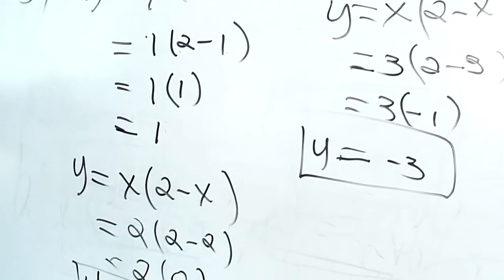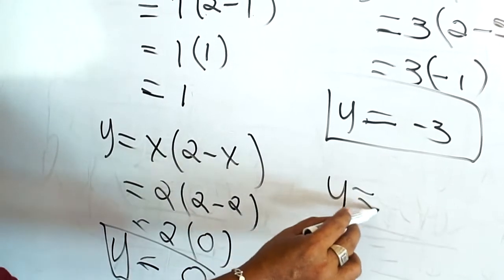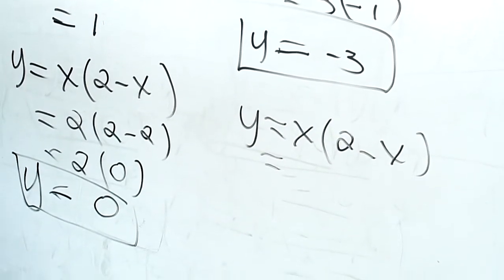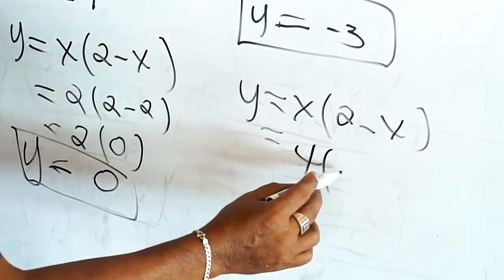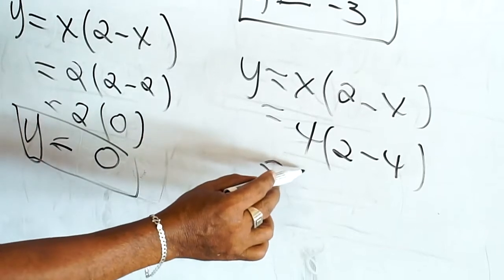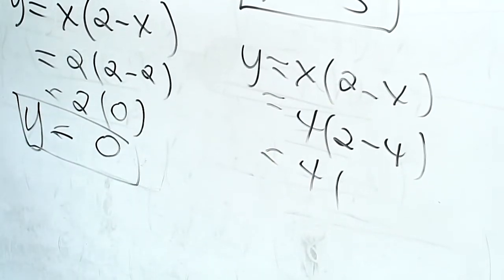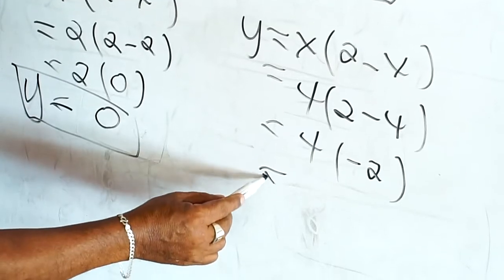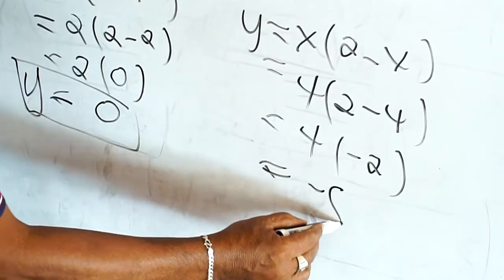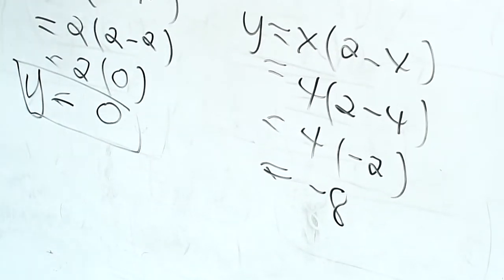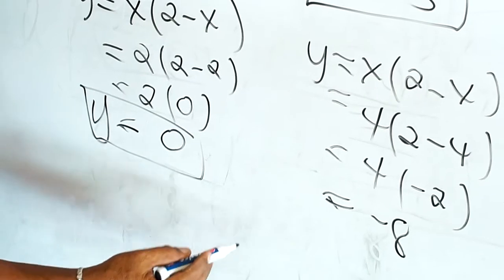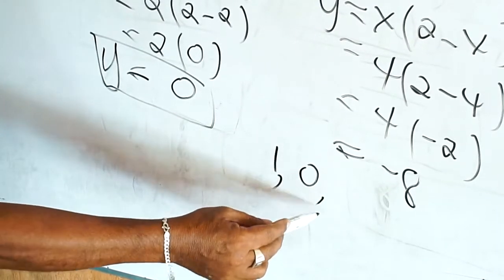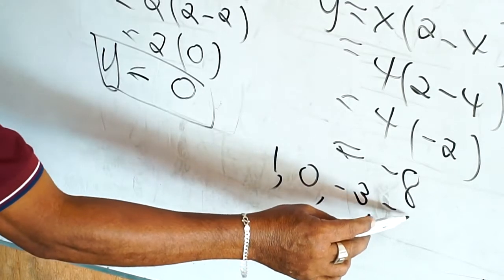And then for the last term, okay, we have y is equal to x open quantity 2 minus x close quantity. Then we have the fourth counting number, 4. We have 4 multiplied by 2 minus 4. Okay, so we have 4 times, 2 minus 4, which is negative 2. So multiply. Negative 2 times 4. So we have here negative 8. So therefore, the first four terms of the sequence x open quantity 2 minus x close quantity are 1, then 0, then negative 3, then negative 8.